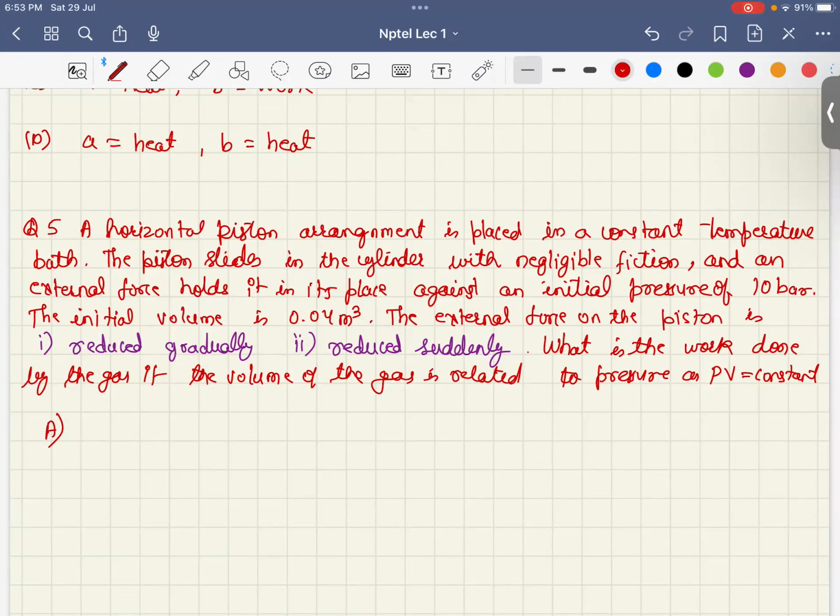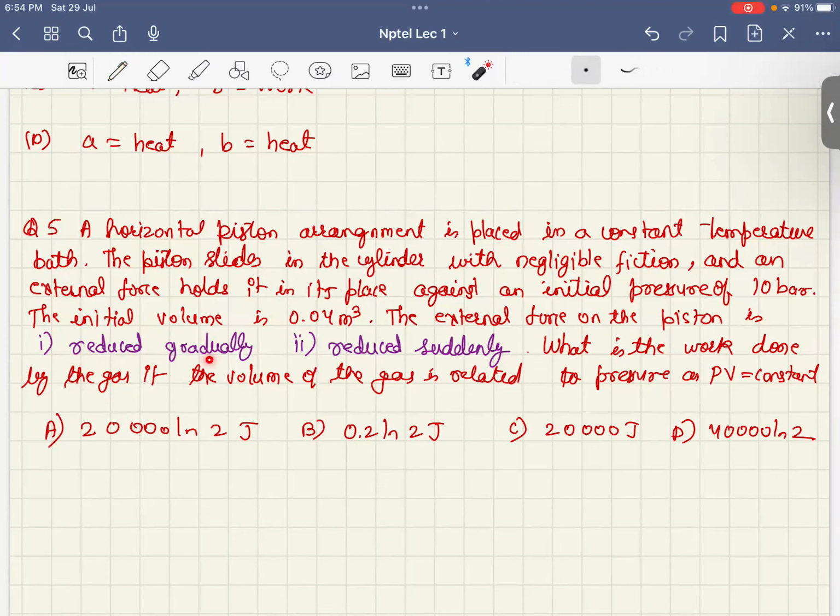like this: option A, 20,000 ln2 joules. Option B, 0.2 ln2 joules. Option C, 20,000 joules. Or option D, 40,000 ln2. What is the answer? I'll give you 5 minutes to solve. You have to solve for both the cases: reduced gradually and reduced suddenly.